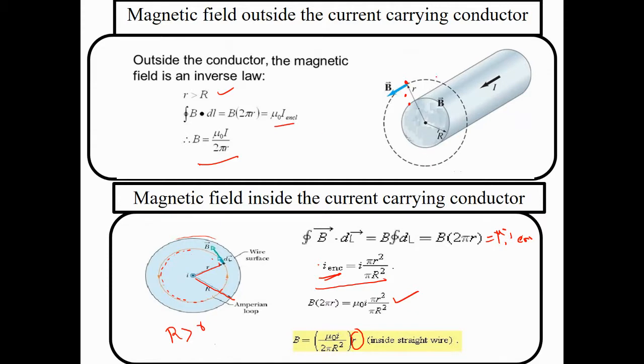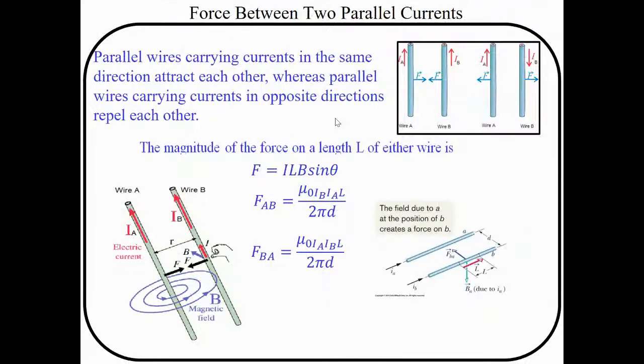But if the radius is greater than the radius of the wire, you can directly apply this rule. But when the radius of the wire is greater than the radius of the inner circle, what will happen? Then you have to use this other rule. We have some numerical questions based on these two formulas, so we have to compare the radii. Clear? And finally, we come to the force between two parallel currents.